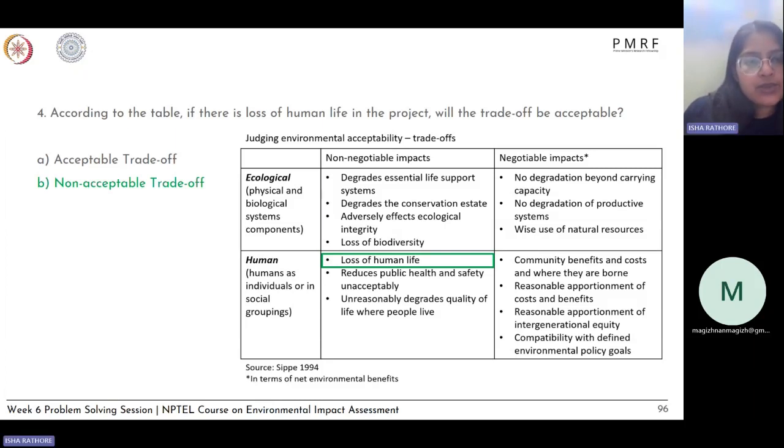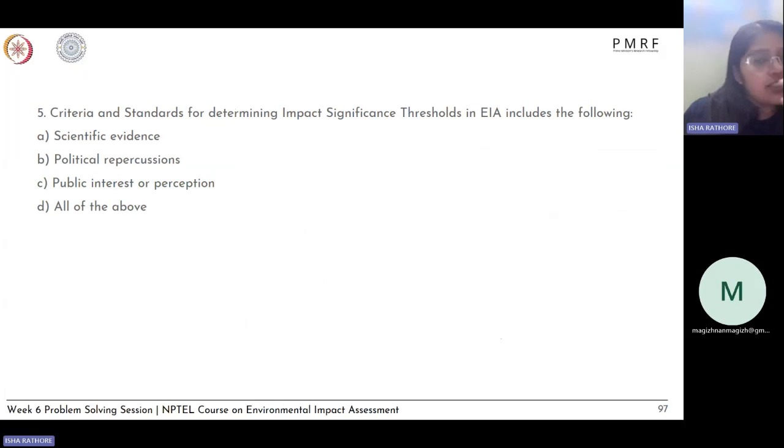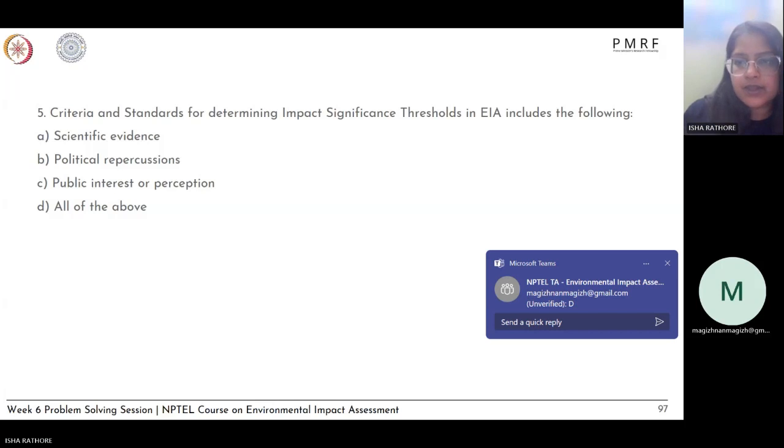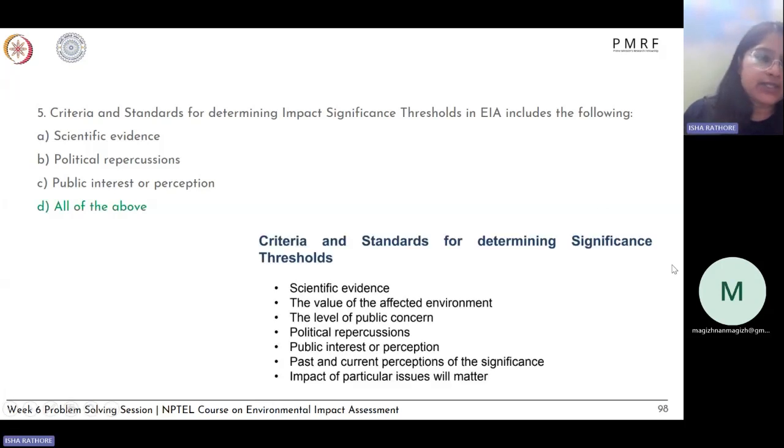Moving on to the next question. The criteria and standards for determining the impact significance thresholds in EIA include the following: A, scientific evidence; B, political repercussions; C, public interest or perception; and D, all of the above. Okay, so we have an answer D. So D is the correct answer.